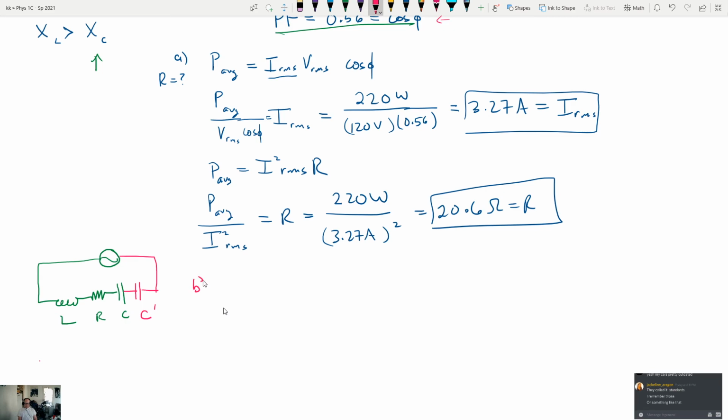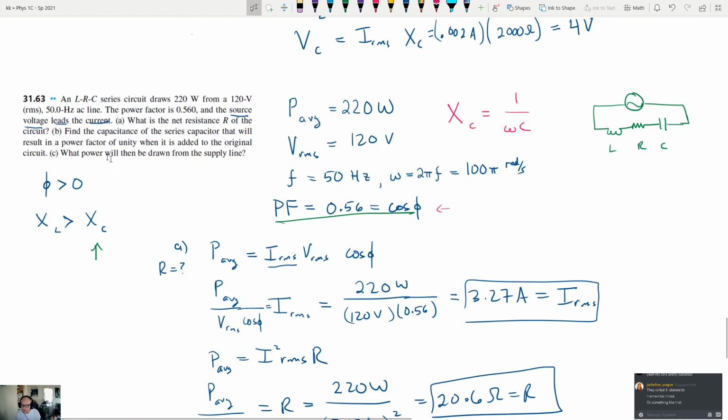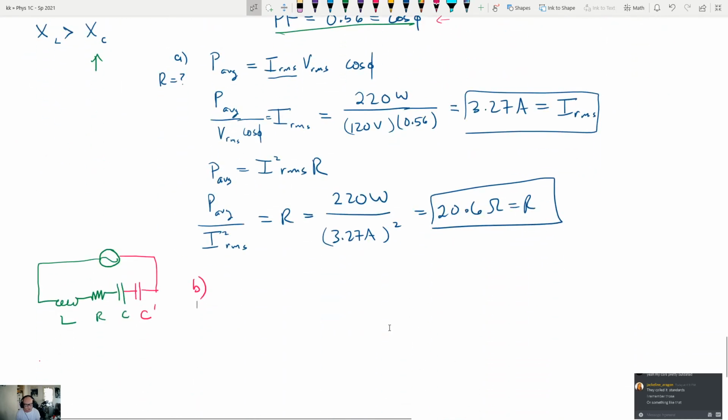Okay, so we want to figure out what C prime needs to be. Now, in part B, what we want to do is find the capacitance of the series capacitor that will result in a power factor of unity. What does unity mean? I find sometimes people don't know. PF, the power factor, is equal to cosine phi. We're going to have a new phi, I'll call it phi prime, and we want to make this equal to 1. That's our goal: a power factor of unity.